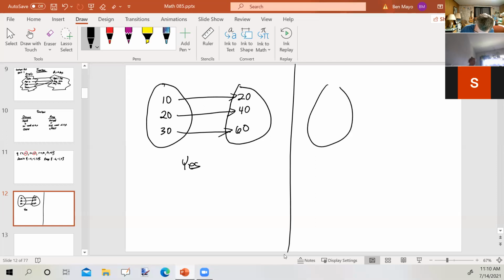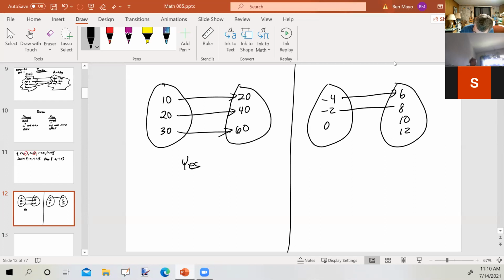Let's take a look at this one. 6, 8, 10, 12. How about this one? Function or not? Not a function. No, it's not a function because we have 0 going to 10 and 0 going to 12. One input has more than one output. So it's not a function. That would be like one person having 2 birthdays. That would be nice, but that's not the way things work. All right. Questions on that?